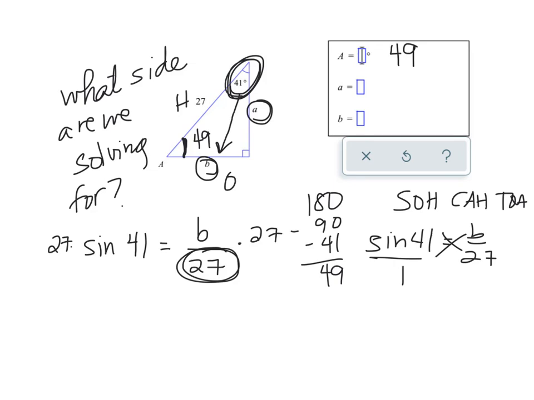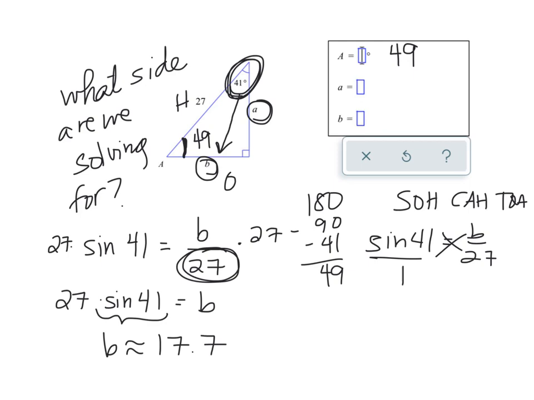So if I have 27 times the sine of 41, I should get B. This is just a number. So if you put sine of 41 in your calculator, you'll get a number and multiply that number times 27, or just put it in how you see it on the screen, and you will get B is approximately 17.7.